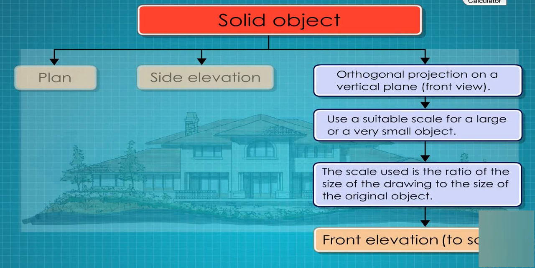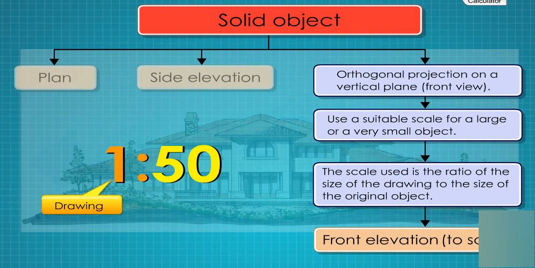The scale used is the ratio of the size of the drawing to the size of the original object. For example, the scale of 1 to 50 tells us that 1 centimeter in the drawing represents 50 centimeters on the original object.